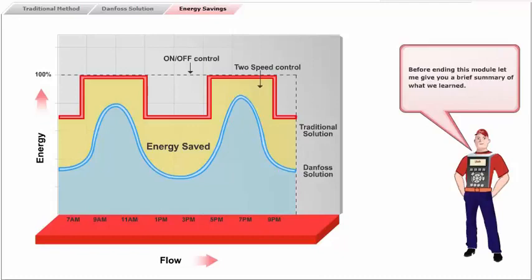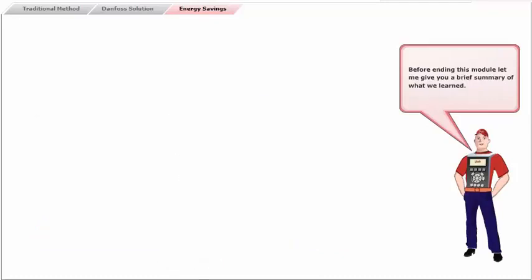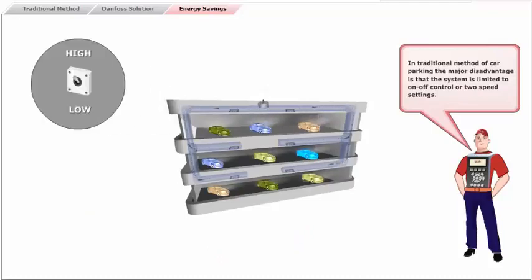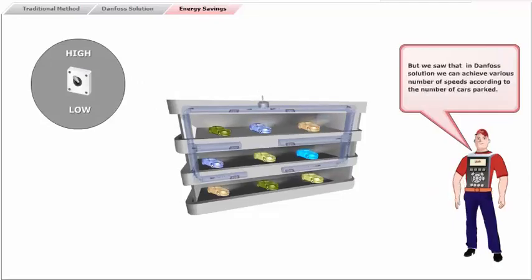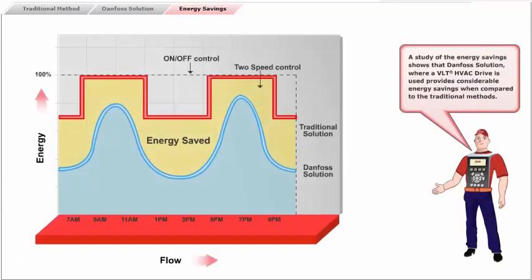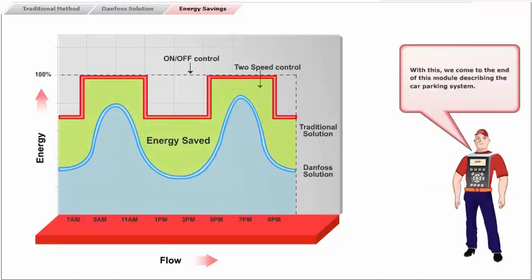Before ending this module, let me give you a brief summary of what we learned. In the traditional method of car parking, the major disadvantage is that the system is limited to on-off control or two-speed settings. But we saw that, in the Danfoss solution, we can achieve various speeds according to the number of cars parked. A study of the energy savings shows that the Danfoss solution, where a VLT HVAC drive is used, provides considerable energy savings when compared to the traditional methods. With this, we come to the end of this module, describing the car parking system.